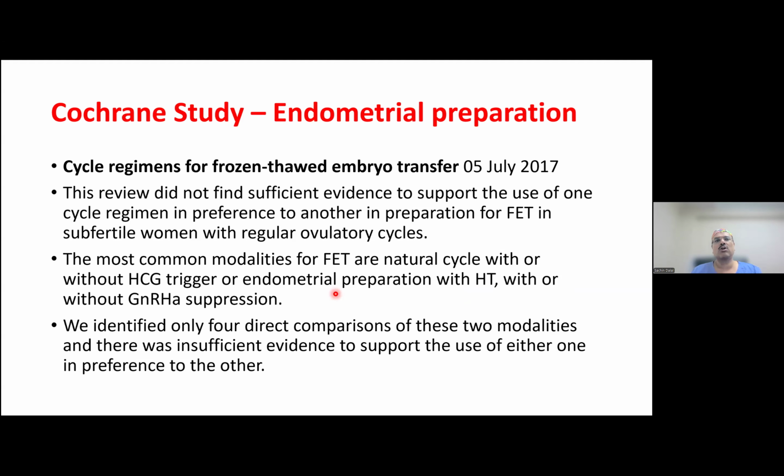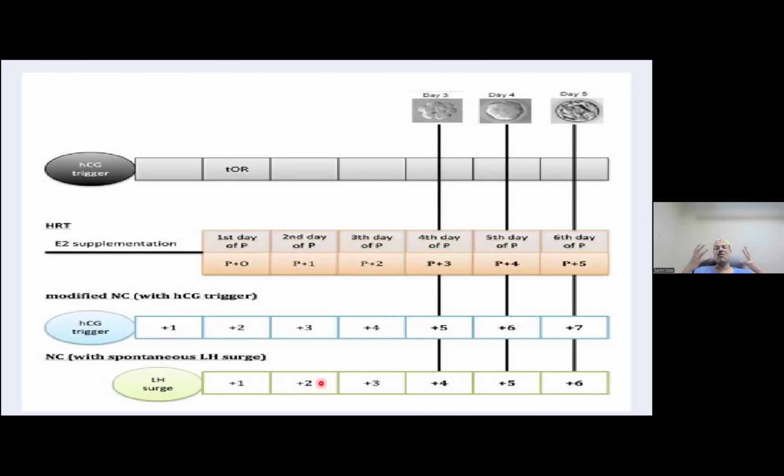So, looking at the Cochrane study, they found that the most common modalities of FET are a natural cycle with or without HCG trigger, or endometrial preparation with hormonal cycles, with or without Lupride depot. They found four direct comparisons between two modalities, and there was insufficient evidence to support use of either one in preference to the other. So that means they say that all cycles are okay, you can try whatever you want. Now this is a very important chart.